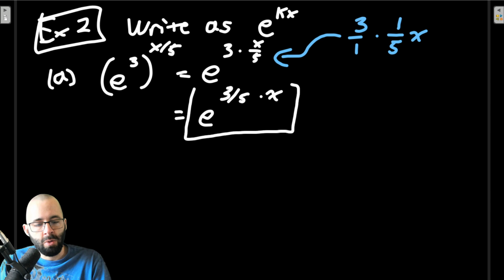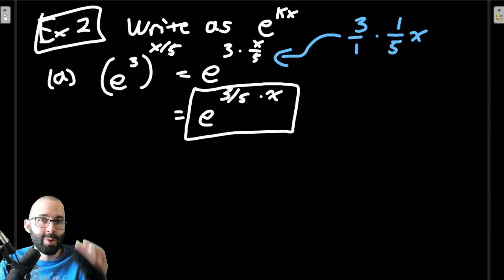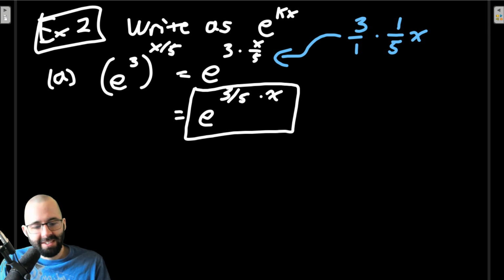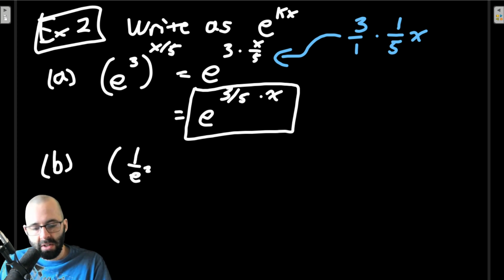And eventually we're going to really like it in this form. It'll make the derivative a lot easier when we have to use the chain rule. All right, but that's not this section. So I'll just slow down. I'm getting a little excited. Let's do another one. 1 over e squared to the x.